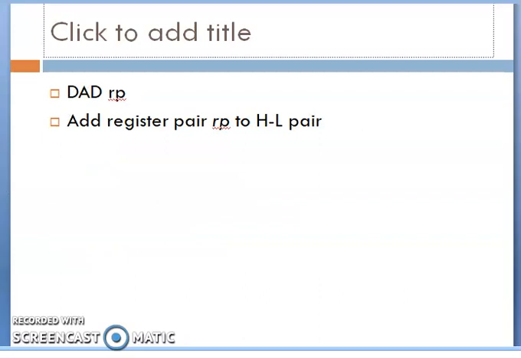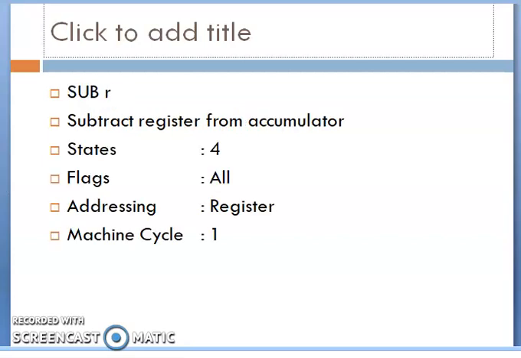Then DAD RP means add the contents of the given register pair along with the contents of the HL pair, and the result will be there in the HL pair. For example, DAD B means the contents of the BC register pair is to be added with the contents of the HL register pair, and the result will be there in the HL register pair. So far we have seen addition instructions.